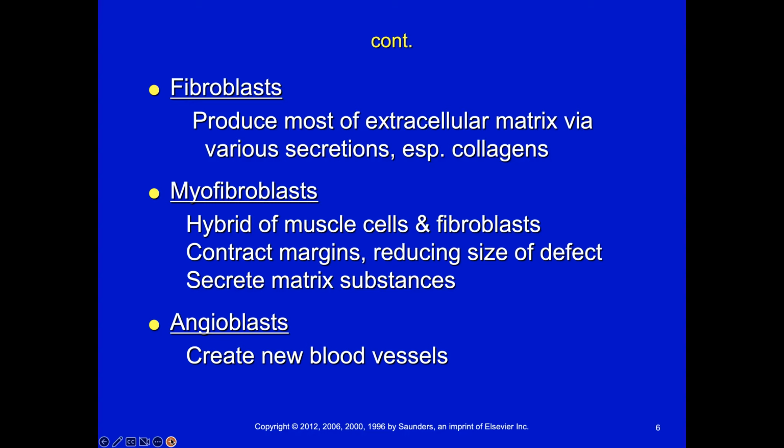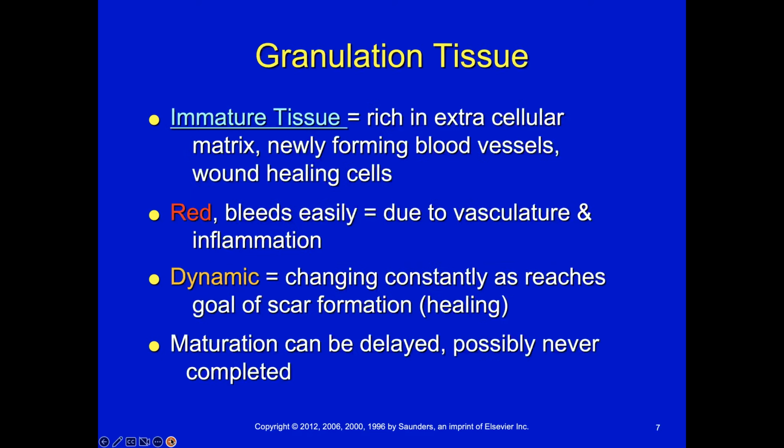And finally, we have the angioblasts. With new tissue, we need a lot of new blood supply. These are the cells that will create the new vessels, primarily the capillaries initially.